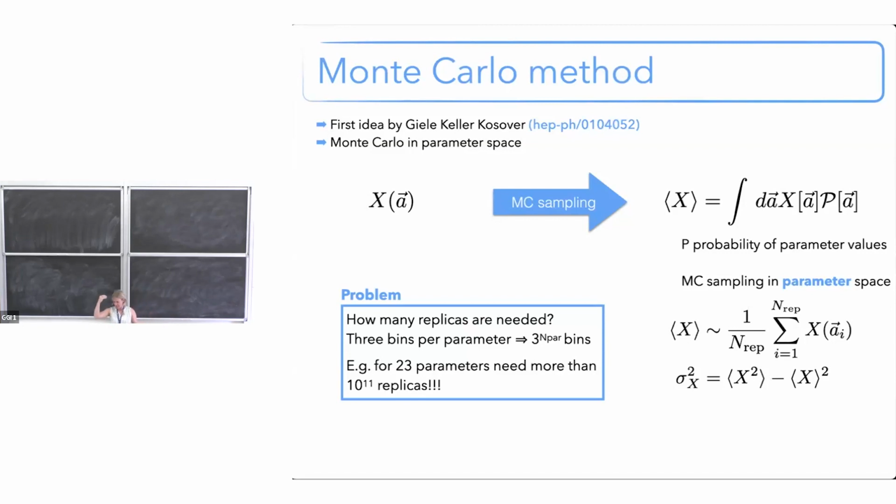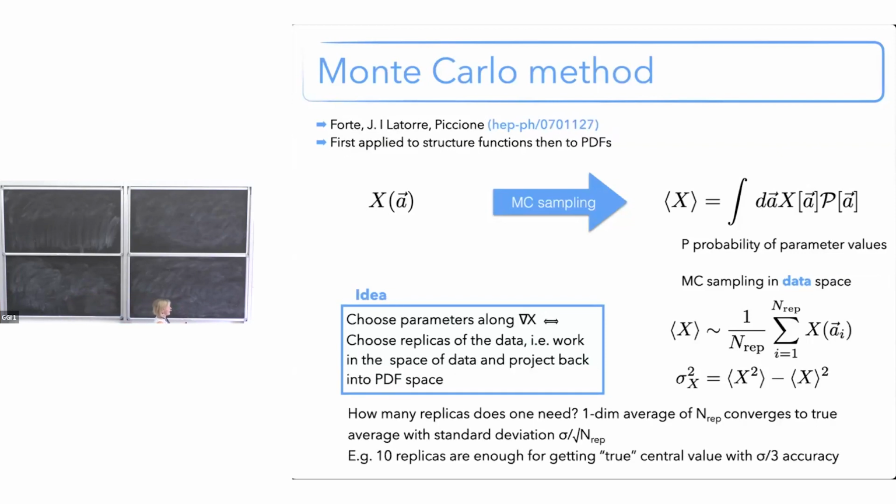Again, you can see where the problem is, because if you have 30 parameters, to sample a 30-dimensional parameter space you need a huge number of replicas, okay? Anyway, that was the idea. For 23 parameters, you need 10 to the 11 replicas. It was not feasible, okay? So again, this is the idea that the people who started the NNPDF collaboration had. They said, why don't we do an importance sampling? So instead of sampling in the PDF space directly, we sample in the data space.